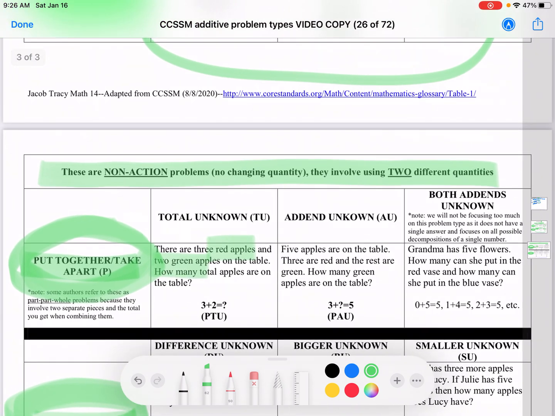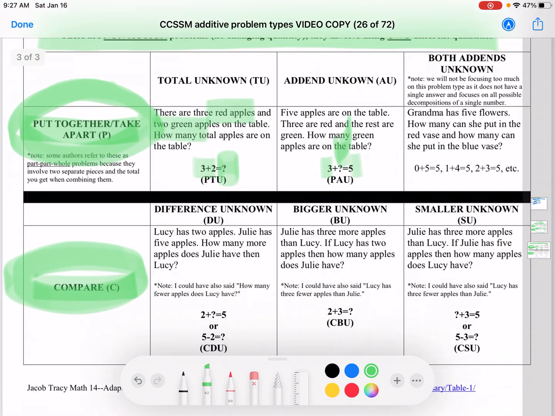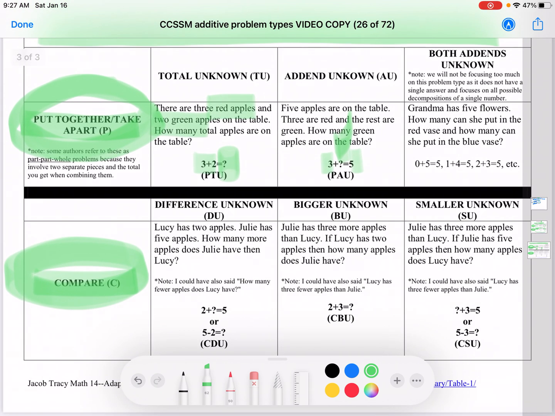Versus given two quantities and I put them together to come up with their total, I can either know the two quantities and not the total, or I can know one quantity and the total but not the other. Or for a compare problem, I have the two different values I'm comparing and their difference, and I could either not know the difference, or I could know the smaller and the difference but not the bigger, or I can know the bigger number and the difference but not the smaller.